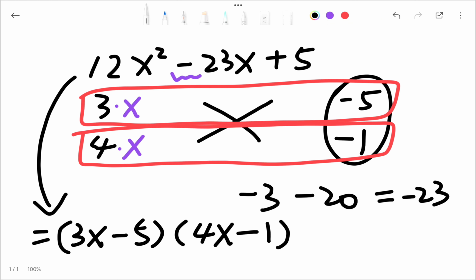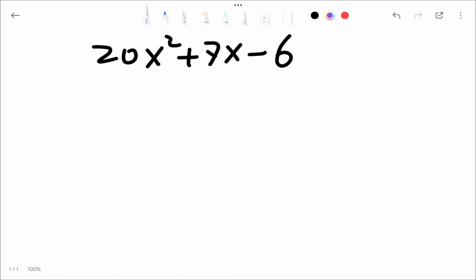Are you ready for one last example? I encourage you to pause the video and give this one a go. Before you do that though, please note that the c value here is a negative number. And keep that in mind while you are factorizing.